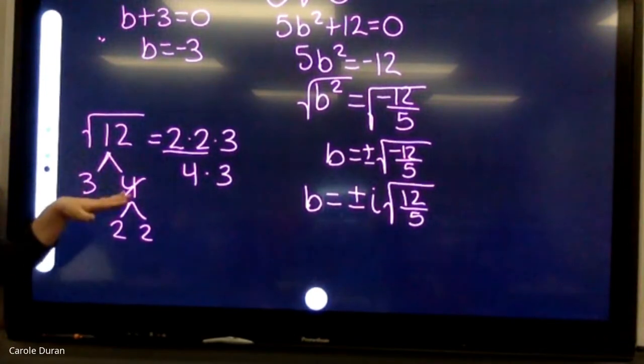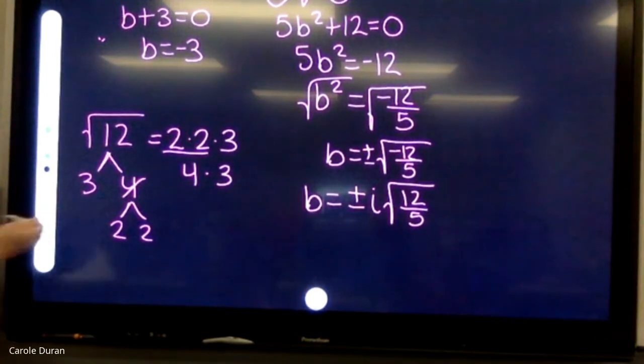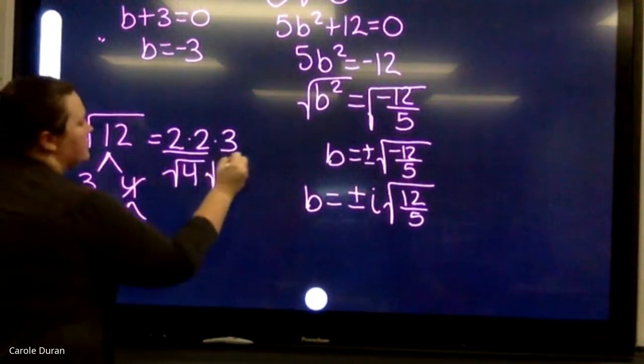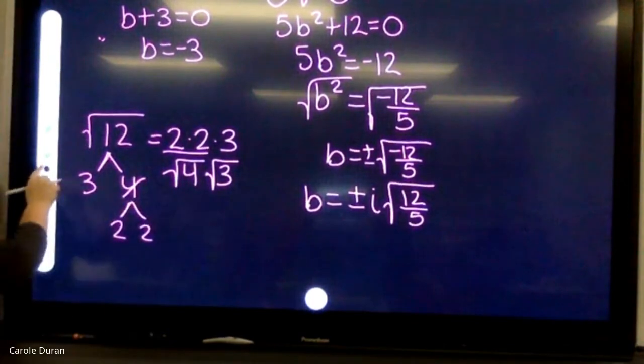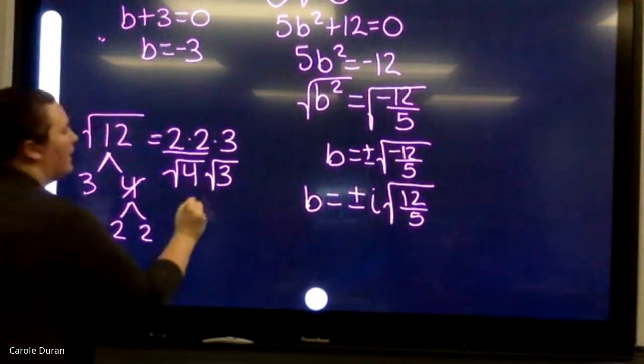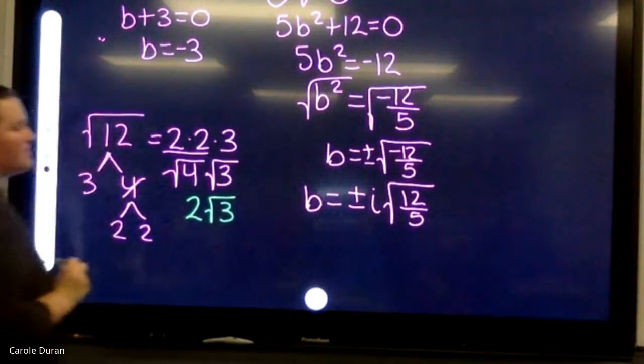From here, I can't do anything else, so I now square root both portions that I found. What's the square root of 4? And then the square root of 3 just stays the square root of 3.